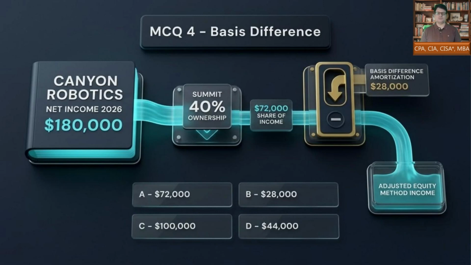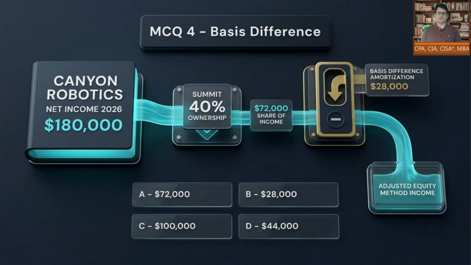Summit owns 40% of Canyon Robotics. Canyon earns $180,000 in 2026. Summit's basis difference amortization for 2026 is $28,000. The question asks what equity method income Summit should report. First, compute Summit's raw share of Canyon's income, then adjust for the basis difference amortization.